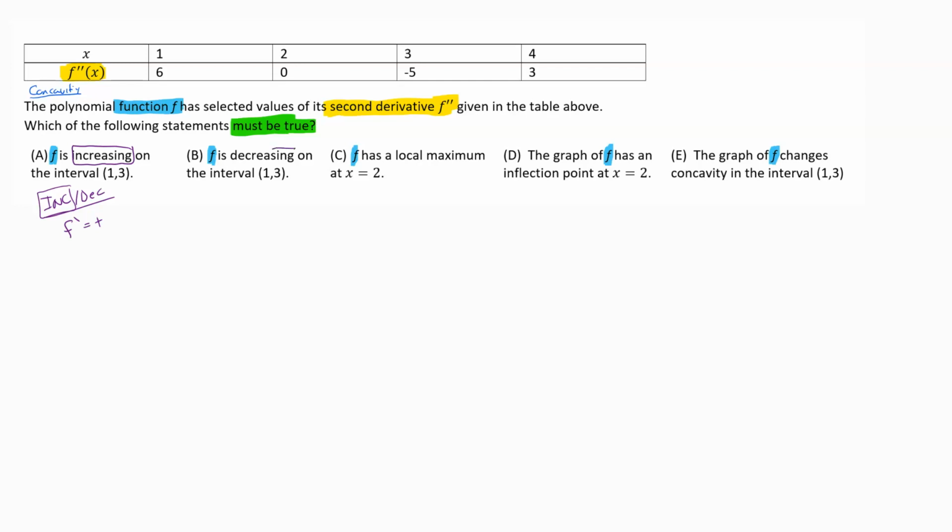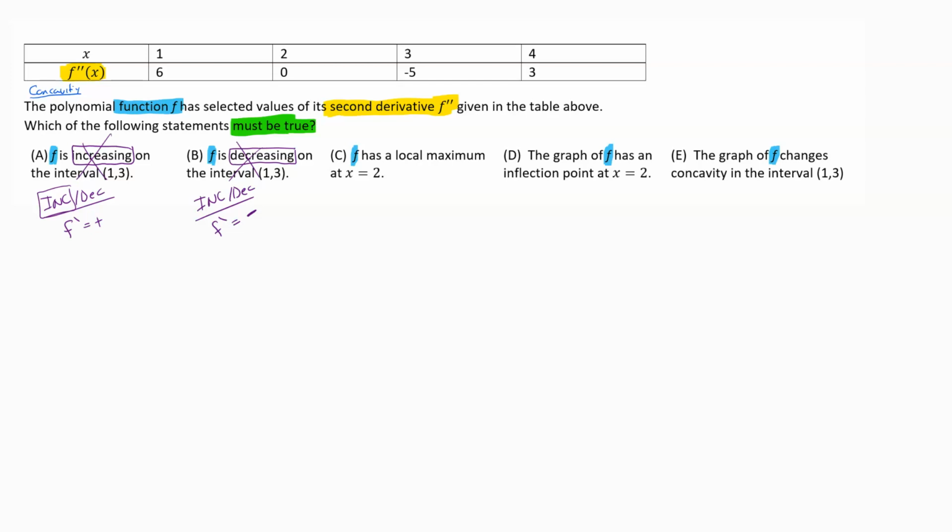I go to B, it's the same idea, right? This time they just happen to be talking about decreasing. And so anytime I see that word increasing and decreasing, I know that that's really a first derivative game, and that would be telling me when is the first derivative negative. So the first two are kind of off the table right now because that's first derivative data.